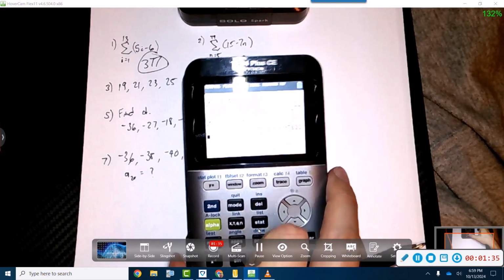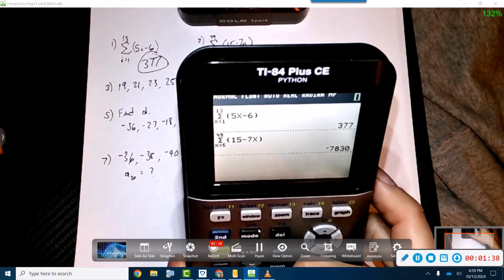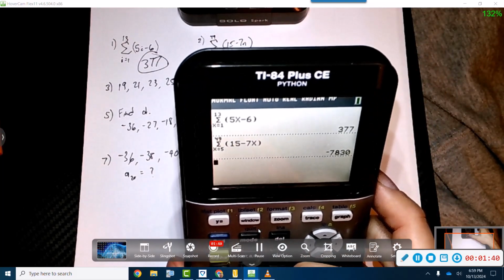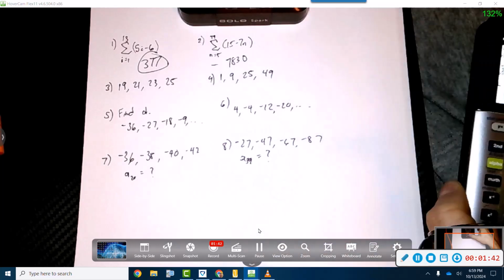So just as long as you, I know the glare is a little rough there, but right there. So as long as you type those in exactly, you should be fine. So those should be some easy points.